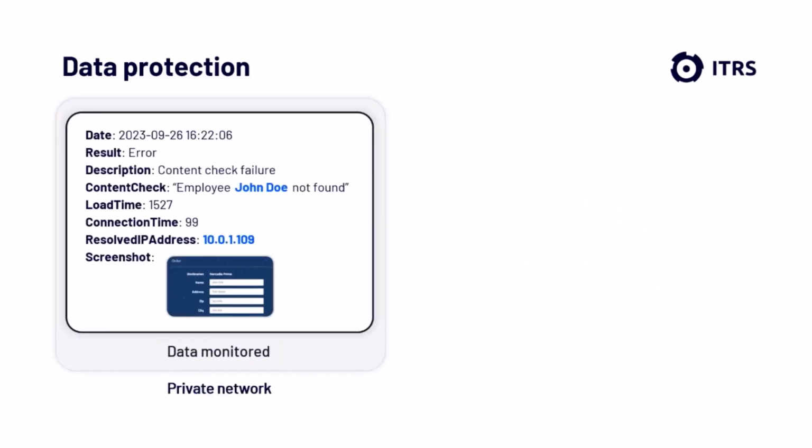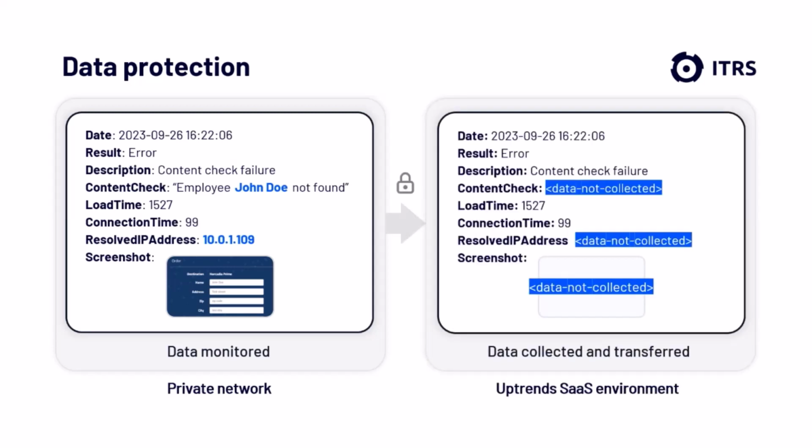Now, here's what that data might look like. In this case, with some personal data that we captured from a web page, and an IP address of your internal web server, and a screenshot containing more personal data. And our view is protect those sensitive parts by filtering them out and just keep the useful but non-sensitive monitoring data. And here's what that looks like with sensitive bits taken out.